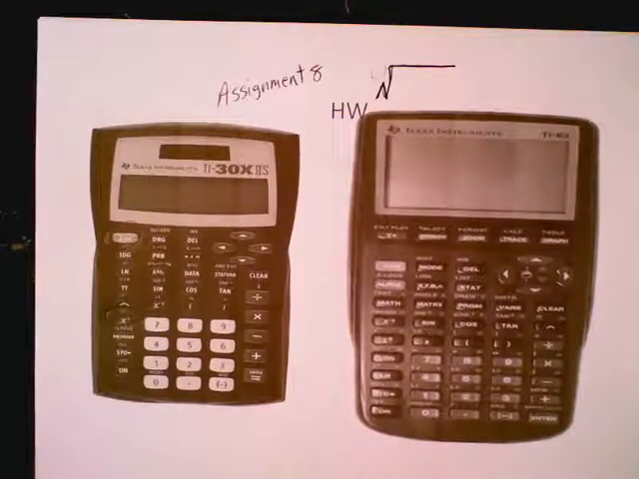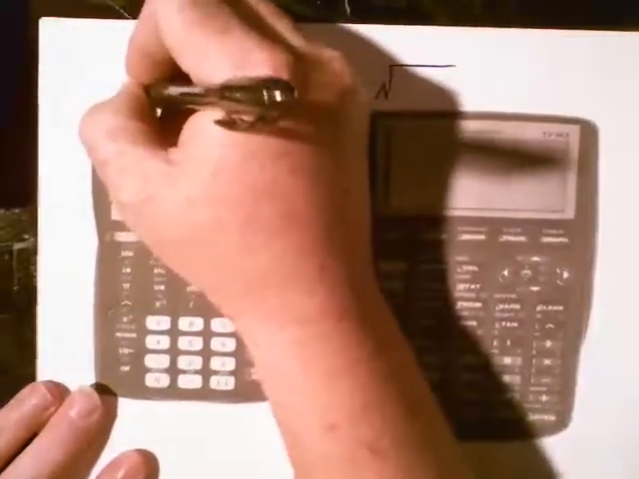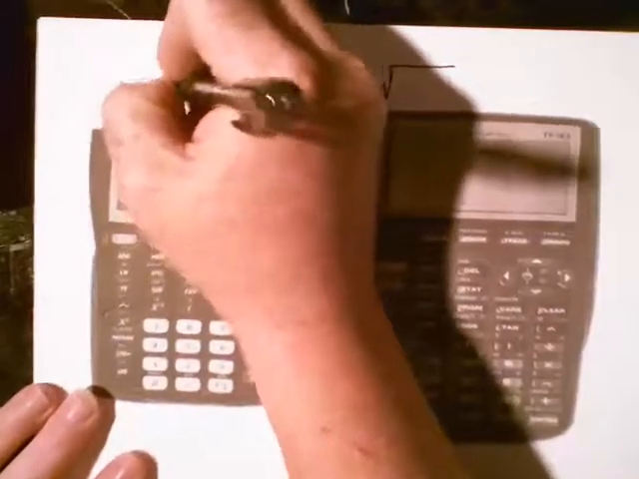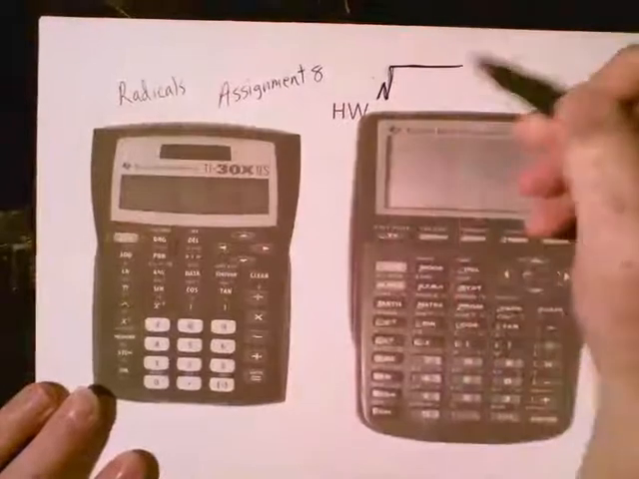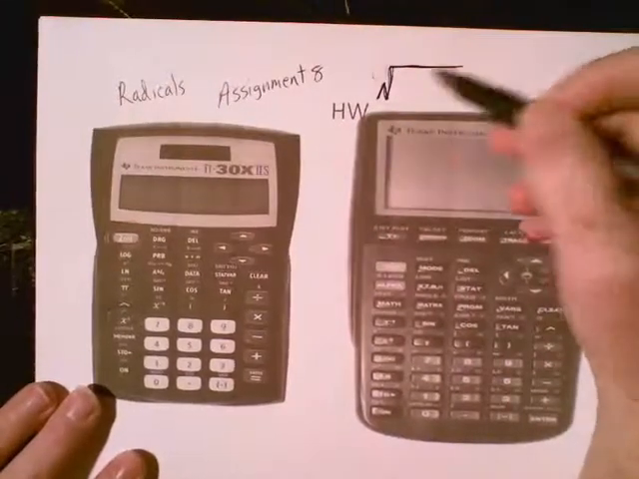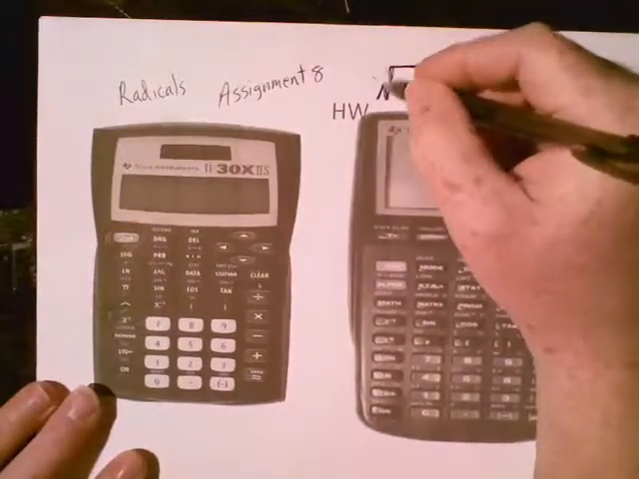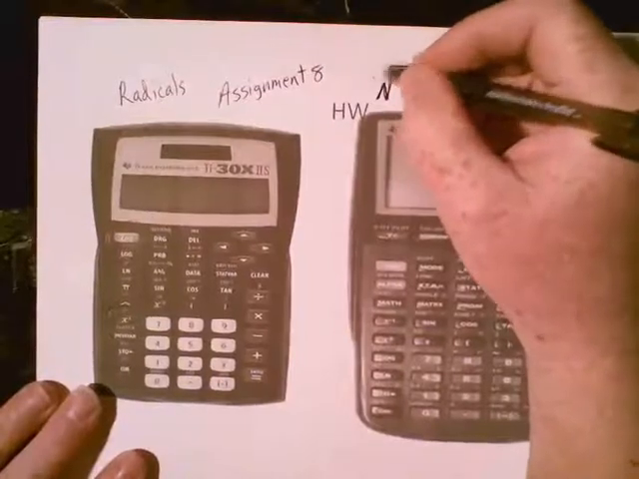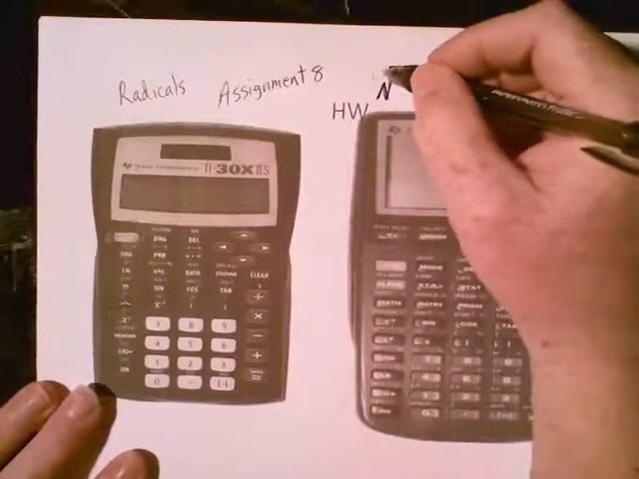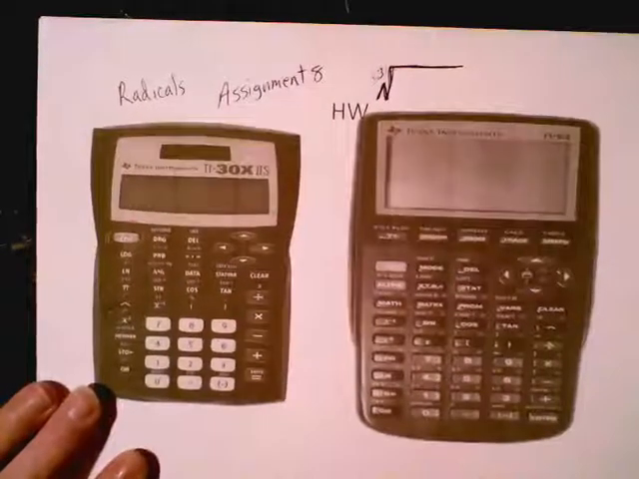All right, this is the first part of assignment 8, and it deals with radicals. This symbol is called a radical. I know you're used to calling it square root, and the symbol itself is called a radical because you can sometimes put another number besides just nothing right here. Like you could put a 3, and then that would be the third root.